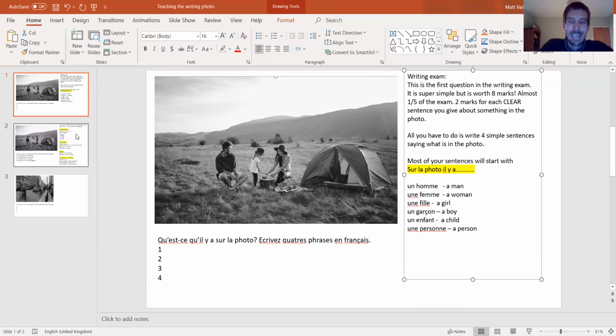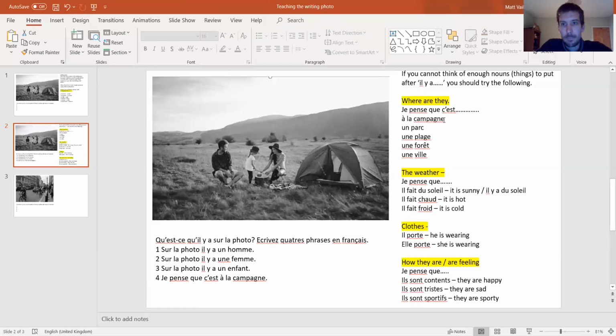Not a problem. Other things I'd make a note of, definitely the where are they and the weather 2 sections. If you then want to think, oh, I might get stuck after all that, and do the il porte, elle porte, je pense que, and how they're feeling, that's absolutely fine as well. But essentially, the where are they, je pense que c'est, and those different places, really that's probably a big enough list because they're probably likely to be in one of those places if they're outside.